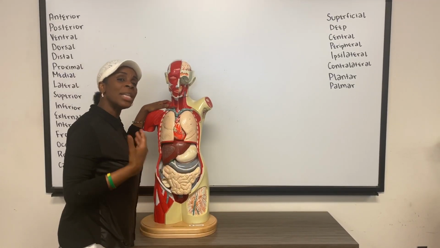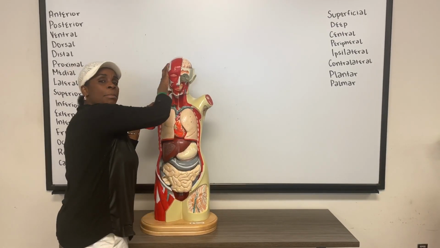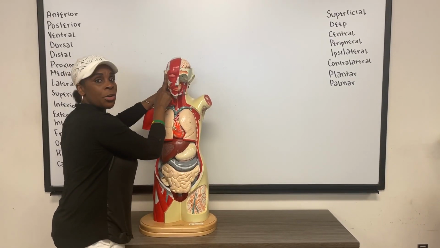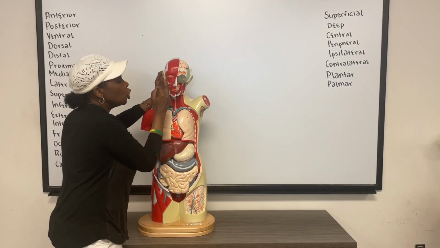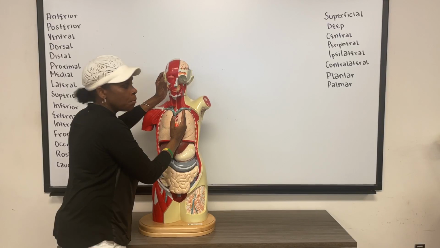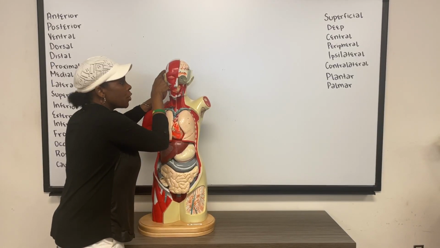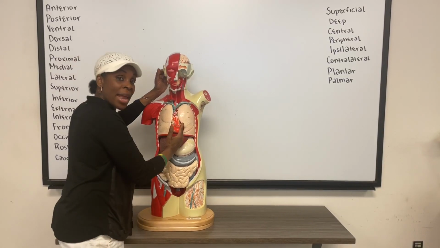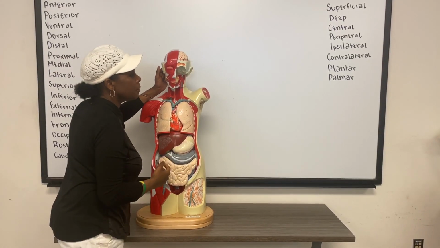The ipsilateral and contralateral. Ipsi means the same side, contra means opposite side. The right ear is ipsilateral to the right eye. If you cut the body medially in the middle, the right ear is contralateral to the left ear. It means if I cut the body in half, they'll be on two different sides.